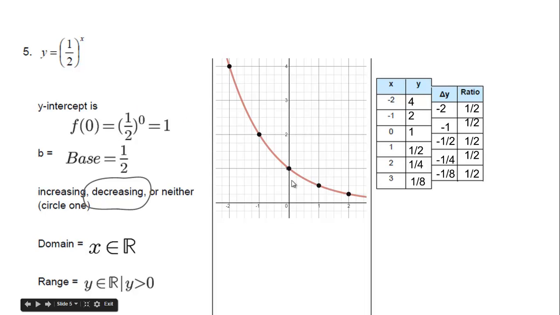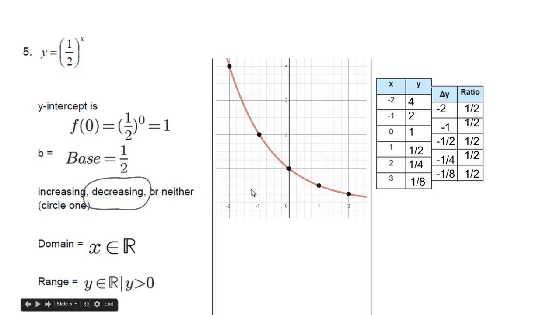What we're going to see here is that this is actually going to be the horizontal reflection of 2 to the x. And we've actually seen that before, with 2 being the same thing as a half to the negative 1. And so 1/2 to the x will be the same as 2 to the negative x. We'll see that in the next lesson.